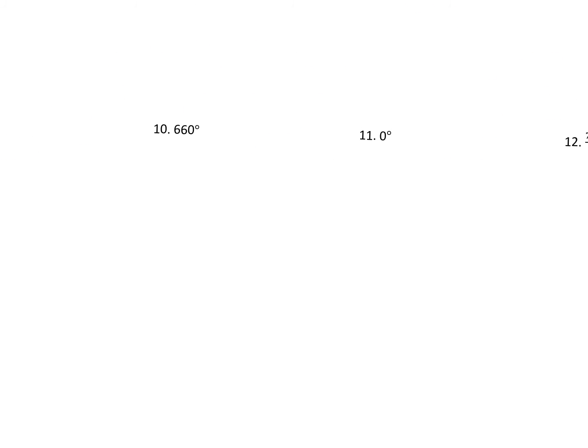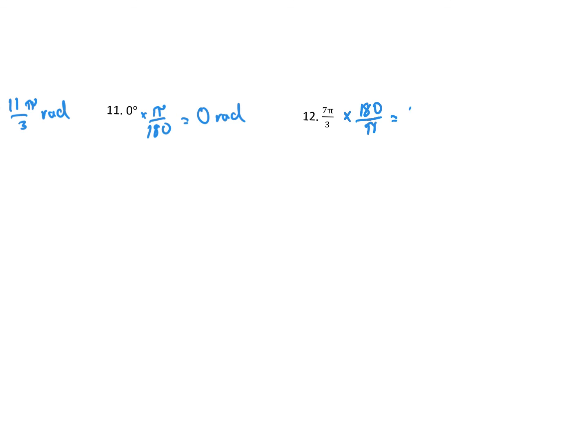Number 10, 660, I'm going to multiply by pi, divide by 180. This gives me 11 pi over 3 radians. 0, if I multiply anything by 0, regardless of what it is, it's still going to be 0. And number 12, I see a pi, so I'm going to multiply by 180, divide that by pi. That gives me 420 degrees. And that's how you convert it.